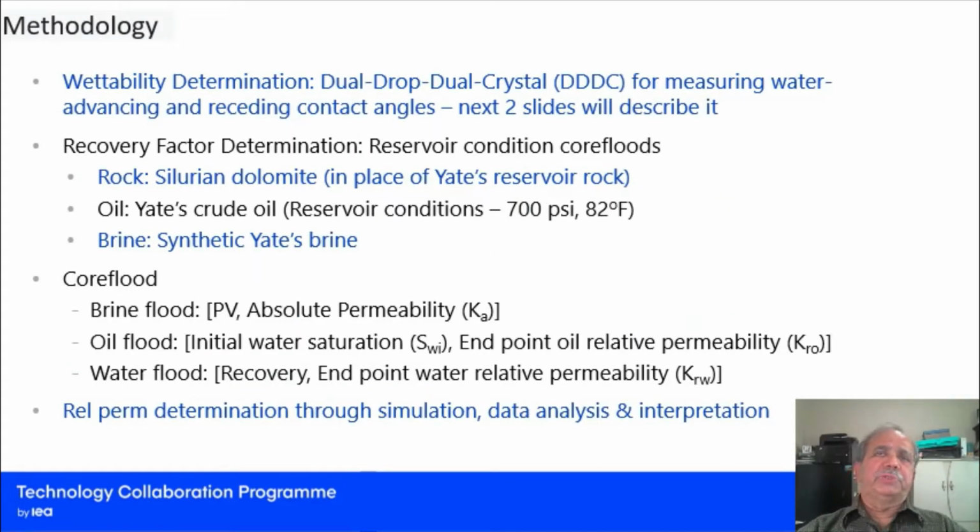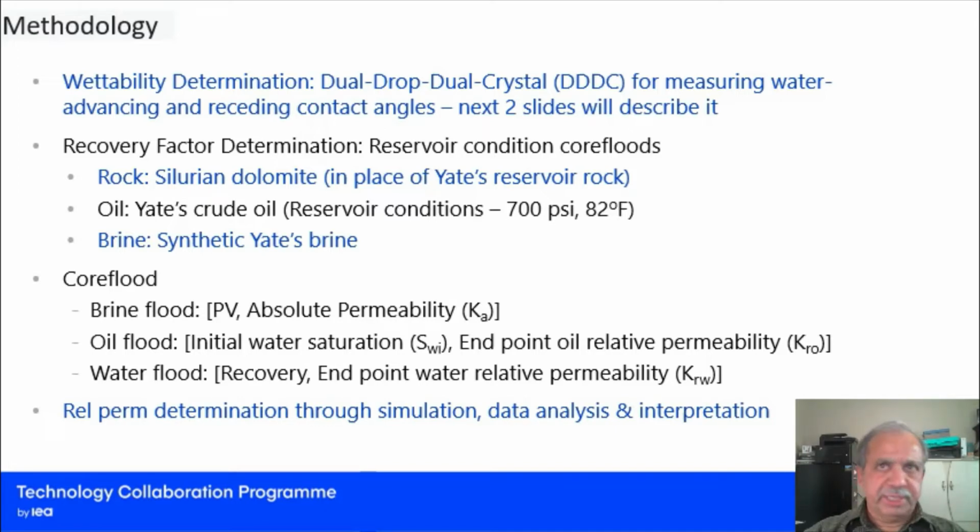Methodology-wise, we used what's called a dual drop, dual crystal technique for measuring water advancing and receding contact angles. I will present briefly what this technique is in the next 2 slides or so to describe it for you. And the recovery factor determination, of course, comes from corefloods. And what we have used is Silurian dolomite in place of Yates reservoir rock. All our work in the previous years has been done with Yates reservoir, which is a prolific reservoir in West Texas.